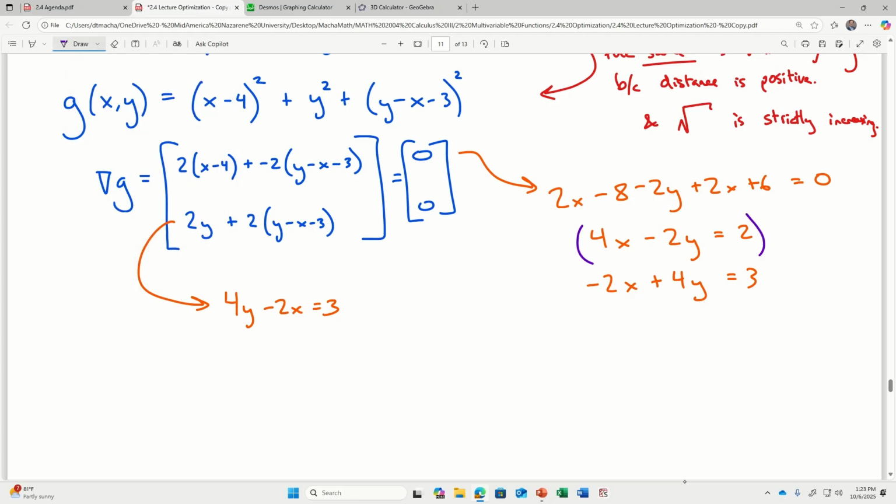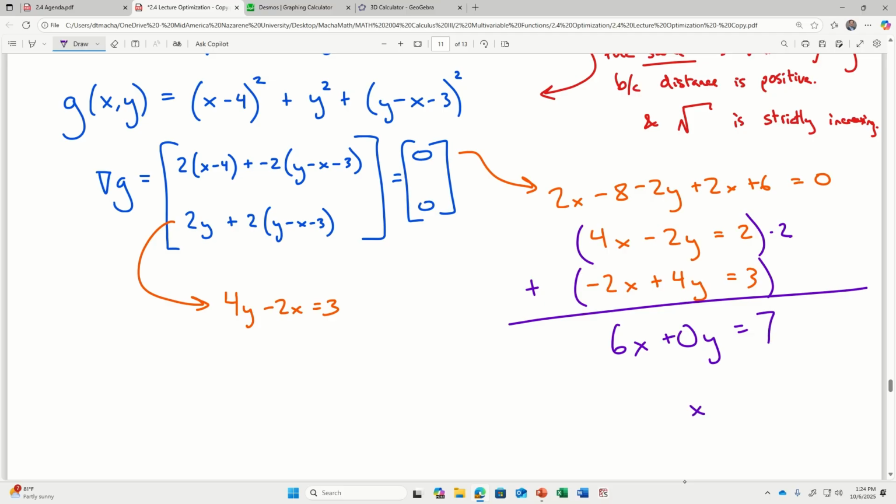Let's multiply this equation times 2 and then add them together. So 8x minus 2x is 6x, and then negative 2y times 2 is negative 4y plus 4y is 0y. And then 2 times 2 is 4, 4 plus 3 is 7, and so x is equal to 7/6.